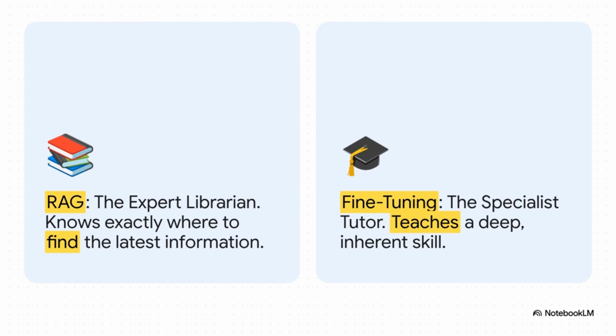Okay, to make this all super clear, let's use an analogy for this entire explainer. Think of Retrieval-Augmented Generation, we'll just call it RAG, as an expert librarian. This librarian doesn't know everything themselves, but they know exactly where to find the absolute latest, most relevant information. On the other hand, fine-tuning is like hiring a world-class specialist tutor to teach the model a deep inherent skill in one specific subject until it becomes second nature.